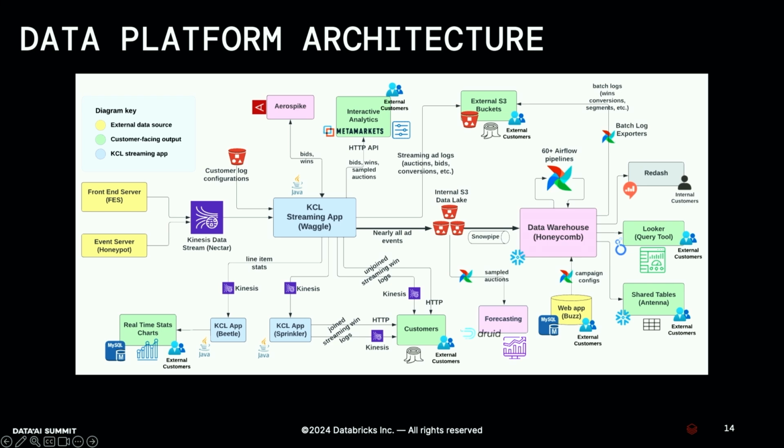Waggle is a massive application with over 30,000 lines of code. After reading the streaming ad events from the Nectar Kinesis stream, Waggle decodes and parses them, then filters, transforms, anonymizes, and joins them. And finally, routes them to hundreds of heterogeneous destinations, including S3, Kinesis, and HTTP endpoints.